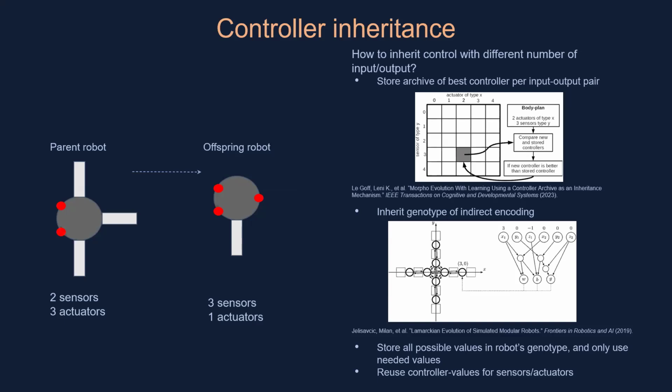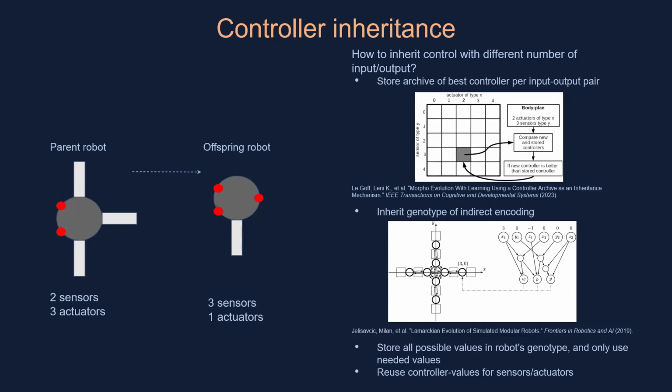So I would also like to mention one of the problems with controller inheritance: the mismatch between the number of sensors and actuators, so the number of things the robot can move. Let's say you have a controller, which is a neural network, and as input, you have all its sensors, and as output, you have all its actuators. This parent robot has 2 sensors and 3 actuators. This offspring robot has 3 sensors and 1 actuator.